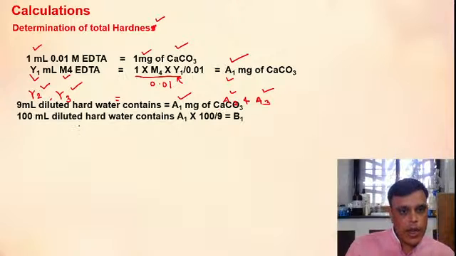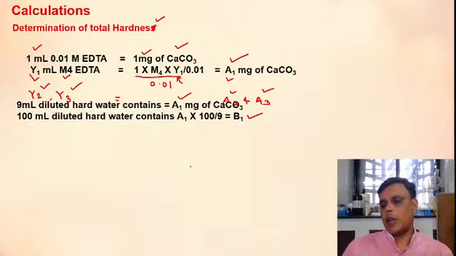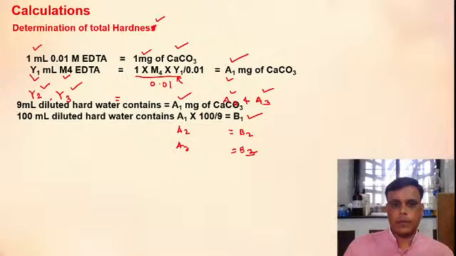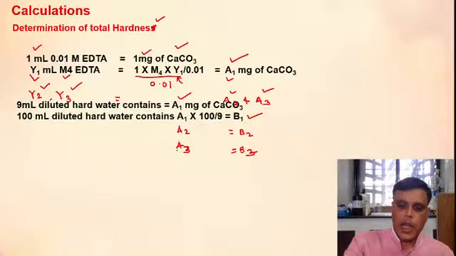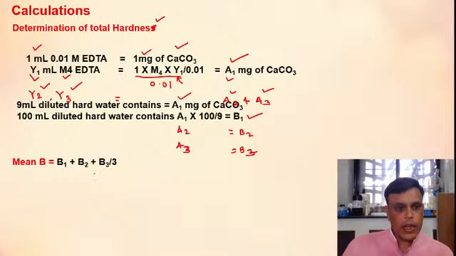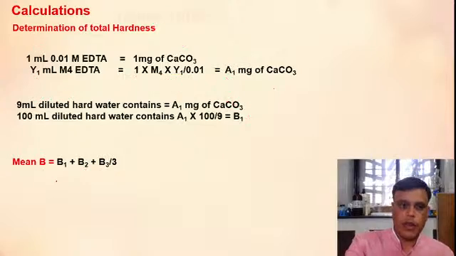So 9 ml diluted hard water solution contains a1 milligram of calcium carbonate. So 100 ml diluted hard water sample contains a1 into 100 divided by 9. It will give you b1. And if you put a2, a3 here, you will get b2 and b3. Okay? And by taking the mean, that is b is equal to b1 plus b2 plus b3 divided by 3, you will get the mean.